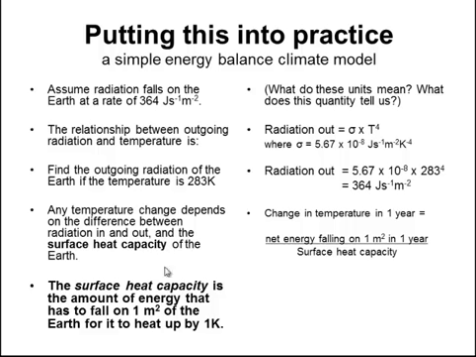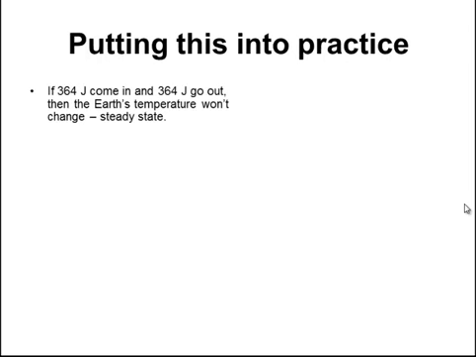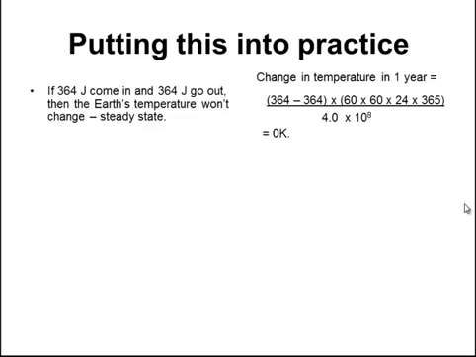So the surface heat capacity is the amount of energy required to heat up planet Earth. As it happens, the surface heat capacity is 4.0 times 10 to the 8 joules per Kelvin per meter squared. Okay, so it does have a specific number. So as we said before, if the same amount of energy going in is coming out again, then there's going to be no change in temperature whatsoever.